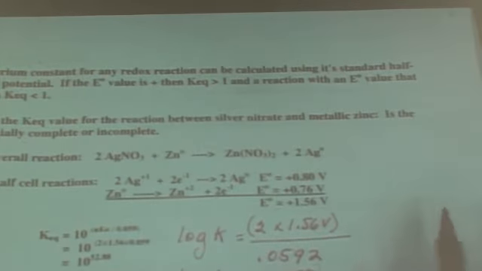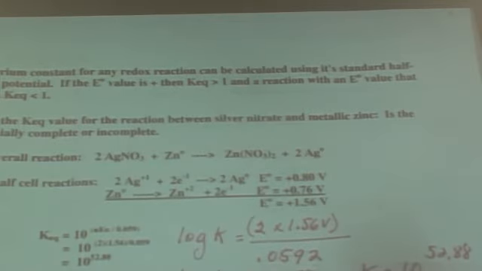Okay, I need to know K, not the log of K. So K is equal to 10 raised to the 52.88, which is a number that you're going to do in your calculator. Not negative. 5.0 times 10 to the 52. Okay. 5 times 10 to the 52nd.